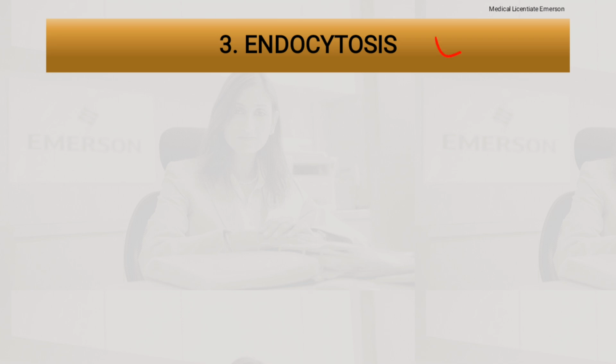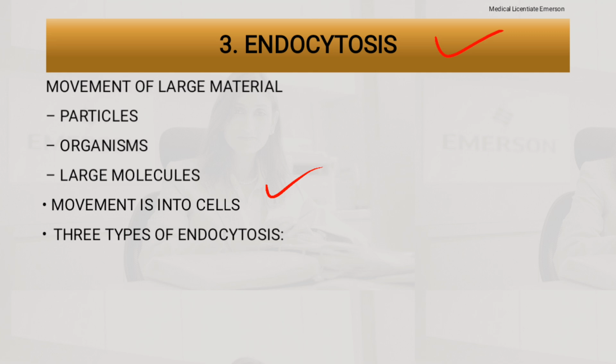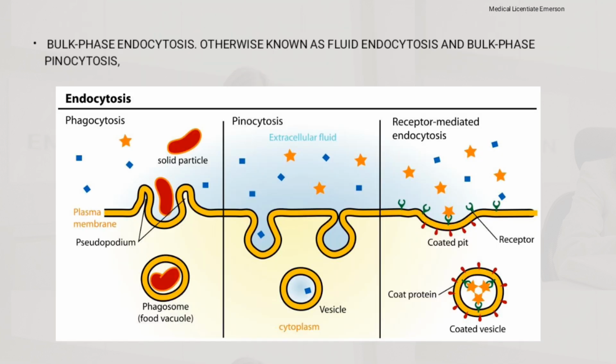Then we have other types of movements, which is endocytosis. This is a movement of large material, such as particles, organisms, and large molecules into cells. Then you have three types of endocytosis: receptor-mediated endocytosis, phagocytosis, and bulk phase endocytosis. Okay, so these are the types of endocytosis that we have: phagocytosis, pinocytosis, and receptor-mediated endocytosis. The bulk phase endocytosis is otherwise known as fluid endocytosis and bulk phase pinocytosis. So pinocytosis is just another name for bulk phase endocytosis.